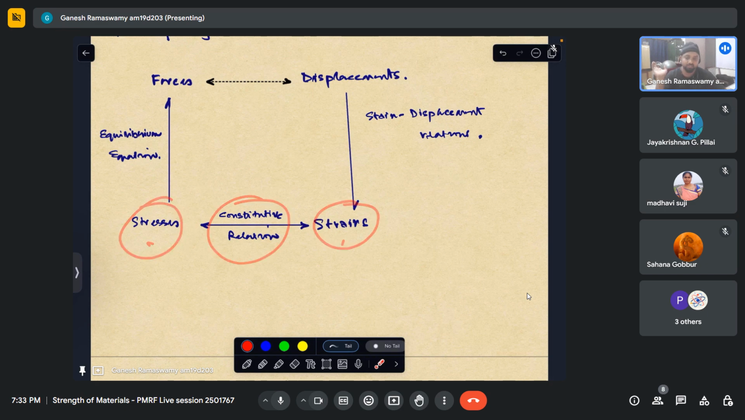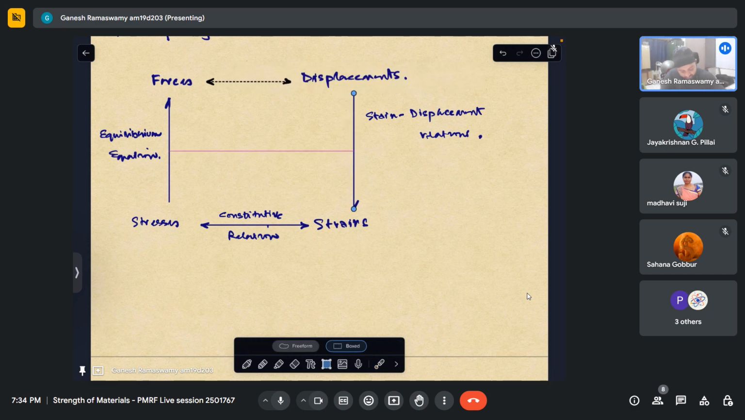Strain also happens to be a second order tensor similar to stress. All transformation equations apply here also. So strains are also similar in that nature, which is what we saw today. Now it turns out strain, as we know, we have simply seen it as change in length by original length, which is just one form of the strain.